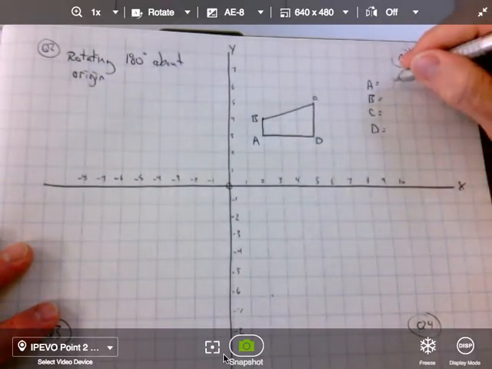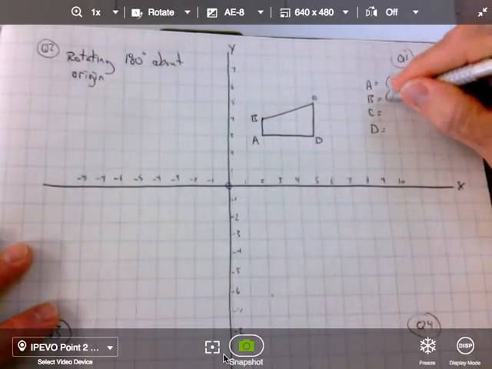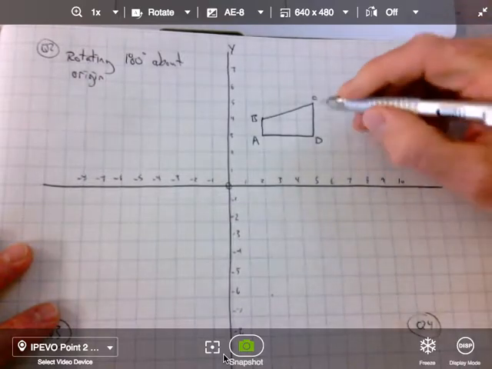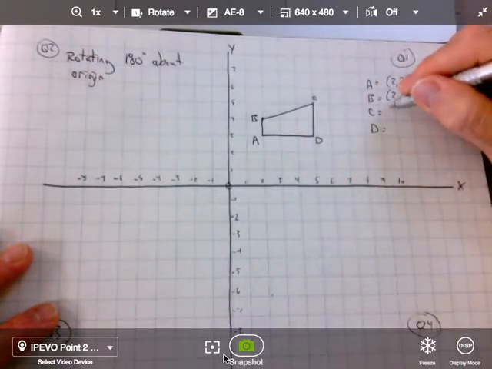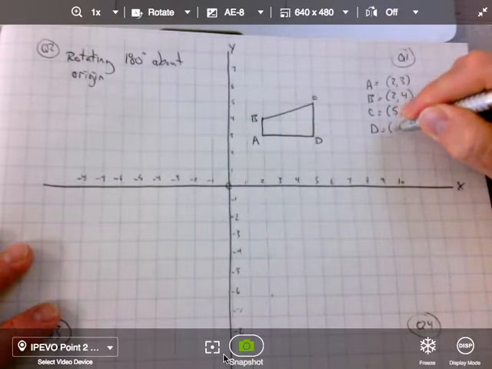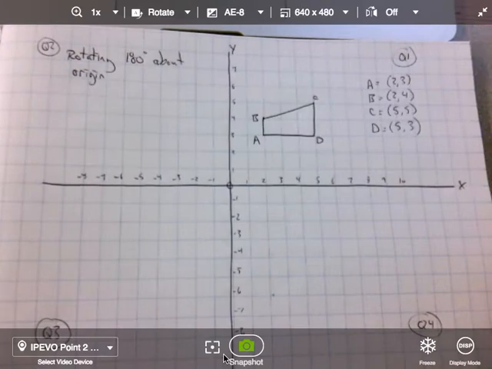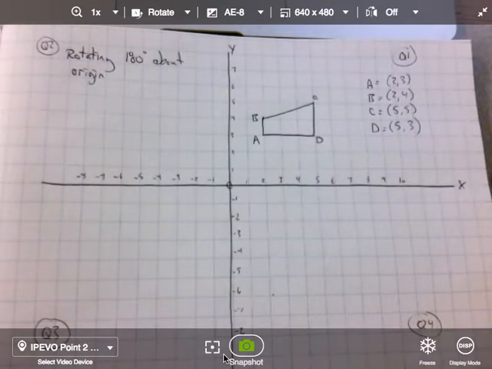So A is 2, 3. B is 2, 4. C is 5, 5. And D is 5, 3. So I have a question for you. Does anyone want to predict what will happen to the coordinates if I rotate it 180 degrees?